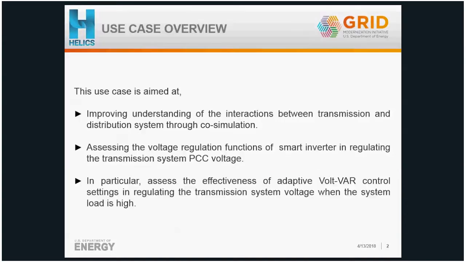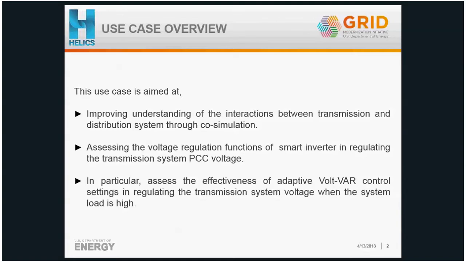Before I get started, I just want to let you know that I'll be bouncing back and forth between two domains. One is power system, and the other one is a co-simulation framework. So feel free to stop me in case I don't do a good job of explaining certain concepts.